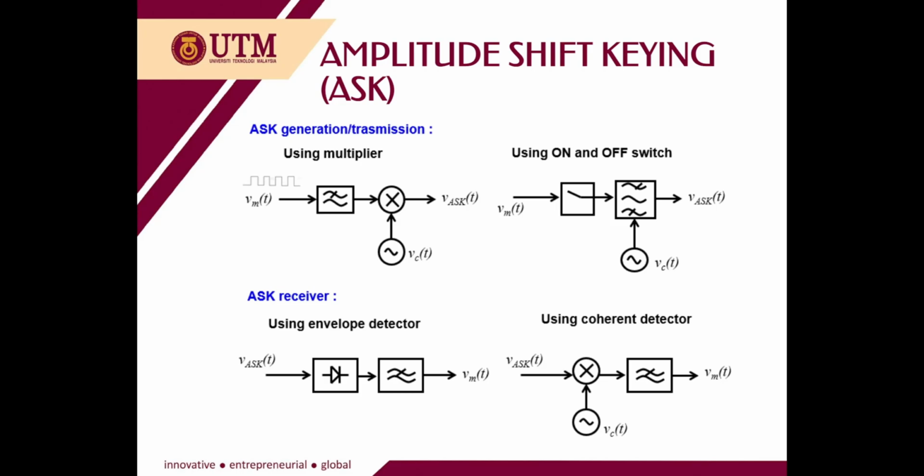This slide is about some of the methods that can be used to generate the ASK signal and transmit it to the receiver through a suitable medium. The methods to generate the ASK signal are, such as, using a multiplier and using an on and off switch. At the receiver side, in order to get back the original signal, we use an envelope detector and a coherent detector to demodulate the VASK to get back our information signal or modulating signal VMT.